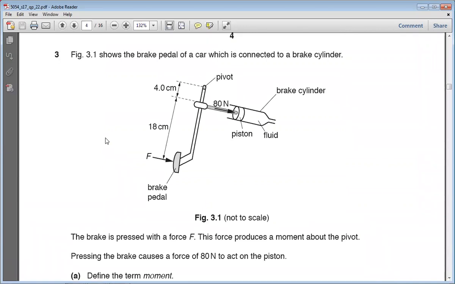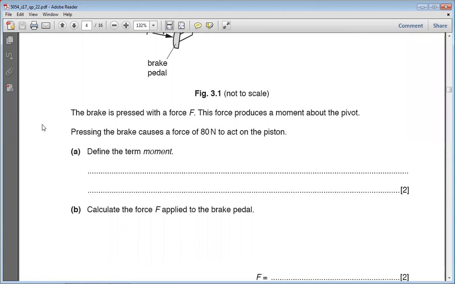Figure 3.1 shows the brake pedal of a car which is connected to a brake cylinder. Here you can see we have the pivot, the piston, and the brake pedal. The distance of the brake pedal from the pivot is 22 centimeters, and the distance of the piston from the pivot is 4 centimeters. The force produced in the piston is 80 Newton. The brake is pressed with the force F. The force produces a moment about the pivot. Pressing the brake causes a force of 80 Newton to act on the piston.